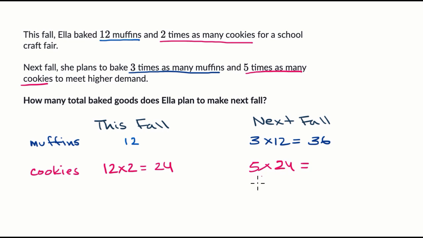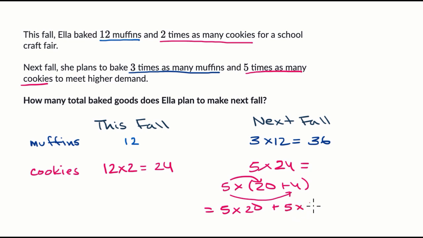You might be able to do this in your head, or you might say this is the same thing as 5 times 20 plus 4, which is going to be the same thing as 5 times 20, I'm just doing the distributive property here, plus 5 times 4. 5 times 20 is equal to 100, and adding to that 20, this is going to be equal to 120.